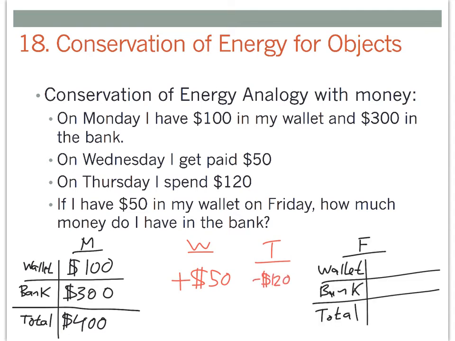And so now I can think about the end of the week, Friday, and I'm told that on Friday I have $50 in my wallet. Okay, and I want to know how much money I have in the bank. Well, I can keep in mind that my total amount of money that I started with was $400. I added 50 and lost or spent 120, and so what I'm left with total is going to be $330. And so that means the amount of money I have in the bank must be $280. Because I know that my total must add up to $330.